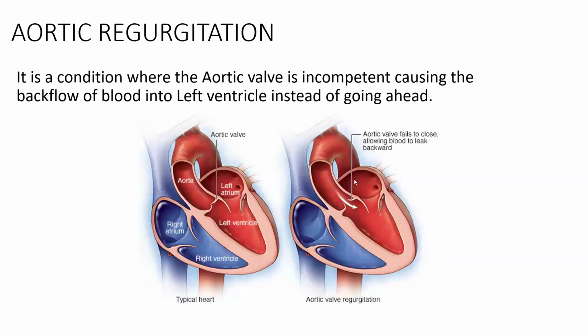So hello everyone. In this lecture we study aortic regurgitation. It is a condition where the aortic valve is incompetent. This is the aortic valve that you can see in the image. It is incompetent, that is, it won't be able to close properly, causing a backflow of blood into the left ventricle instead of going ahead. That is what we see in aortic regurgitation.